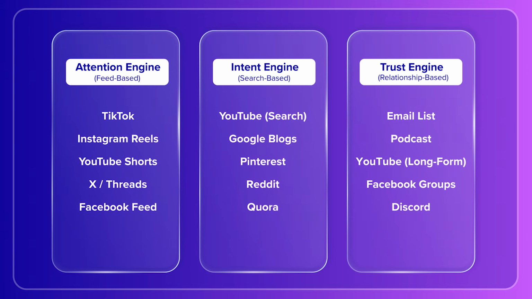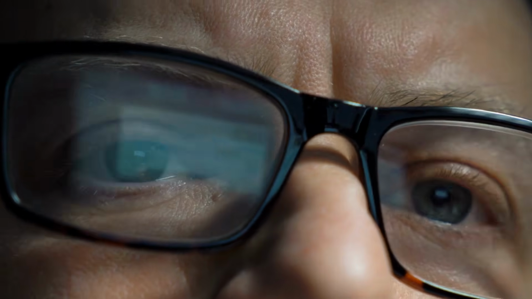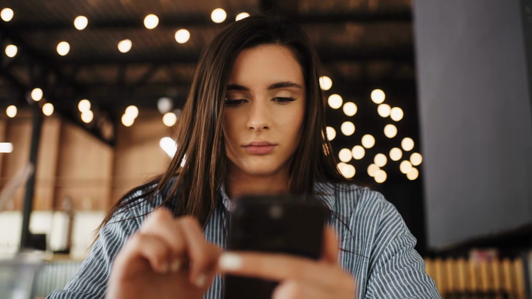So remember the content formats we just looked at? All of those also map to one or more of these layers. Now, here's the problem you don't even realize you have. Most affiliates are stuck in an attention trap, spinning their wheels on social media feeds, posting on TikTok, Instagram, Threads, and probably getting some views, but not making sales.